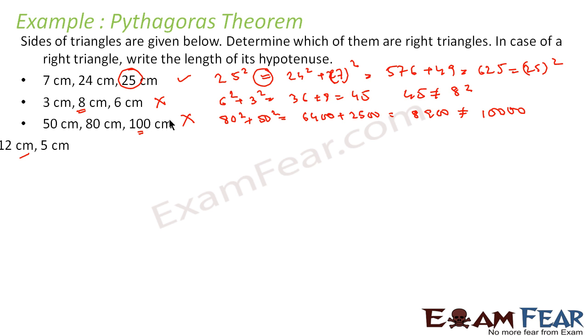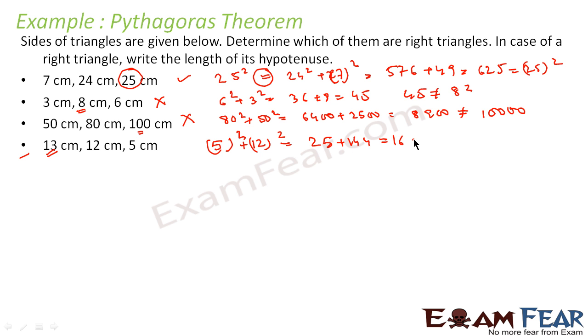Let's take the last scenario. 13, 12 and 5. The maximum side is this. Let's take the smaller sides, 5 square and 12 square. That comes out to be 25 plus 12 square is 144. That is 169, and this 169 is equal to 13 square. So we can say that this is a right triangle, and the hypotenuse is 13.